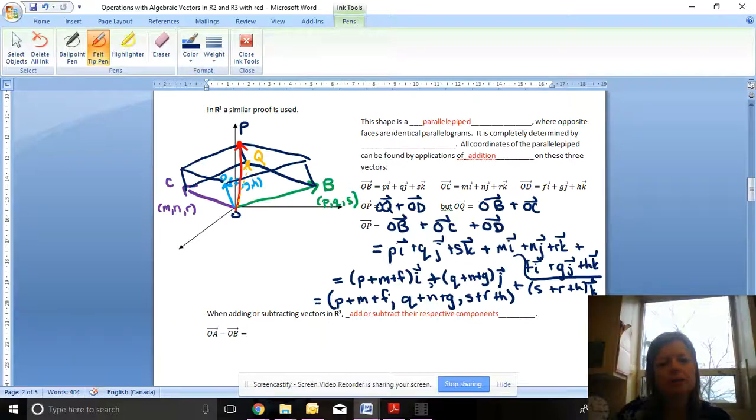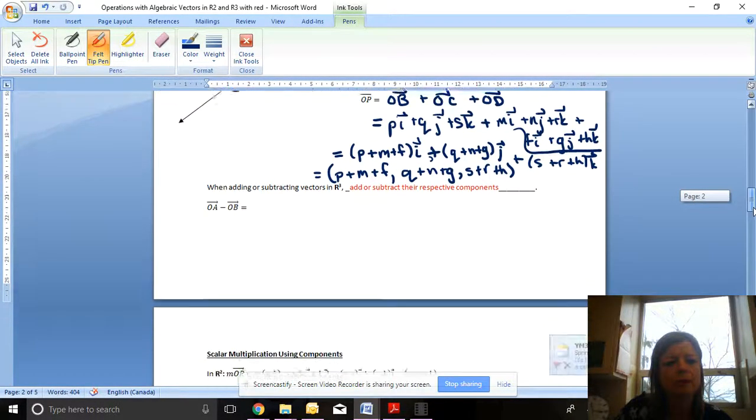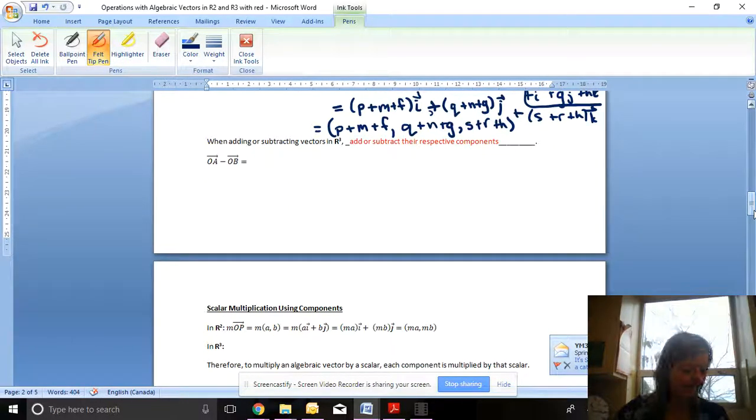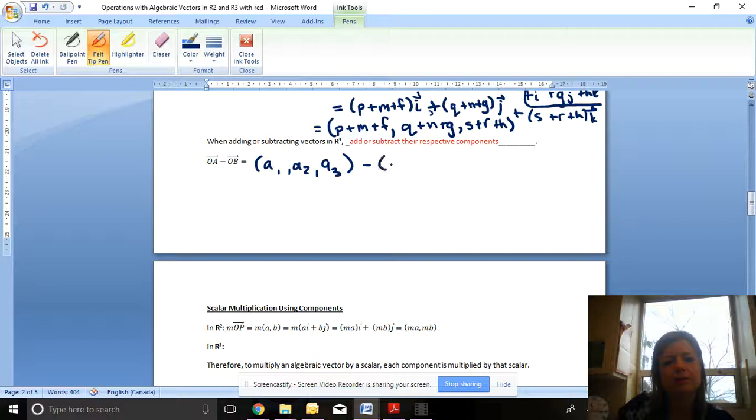Okay, so when adding or subtracting vectors in R3, you just add or subtract their respective components. So if you want OA minus OB, if you have A1, A2, A3 as your first coordinate, and you're subtracting B1, B2, B3 as your second coordinate, then your resultant would be A1 minus B1, A2 minus B2, and A3 minus B3. Okay?